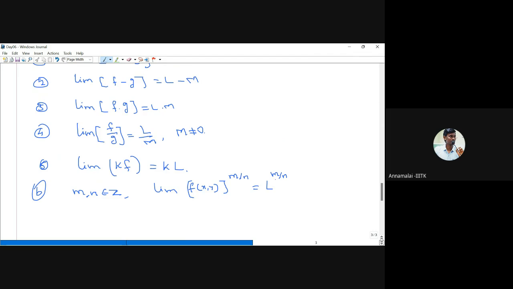Sometimes you'll get a complex number because of the square root of -2 or something, right? Therefore, this happens only when L to the power m by n is a real number. So maybe you can say m and n are integers, and n should be non-zero because we are defining m by n. So these are all theorems. Okay, now we discuss some examples.